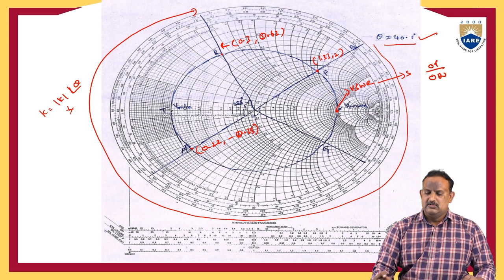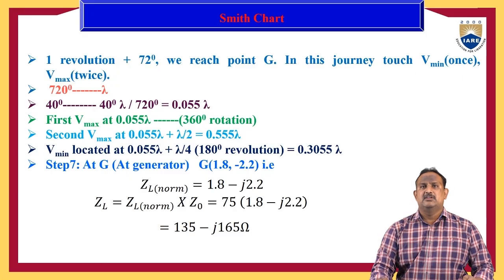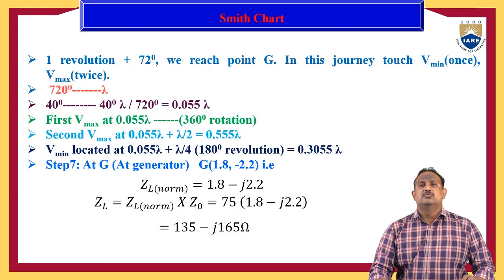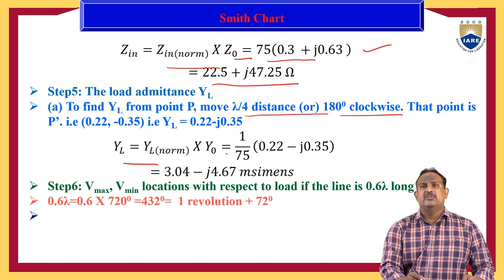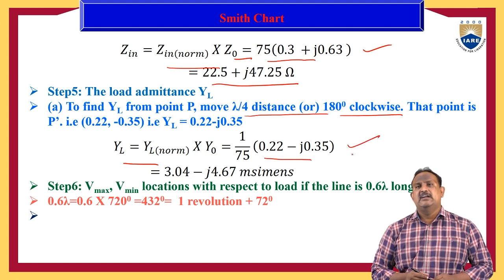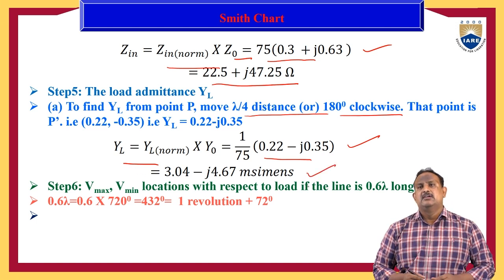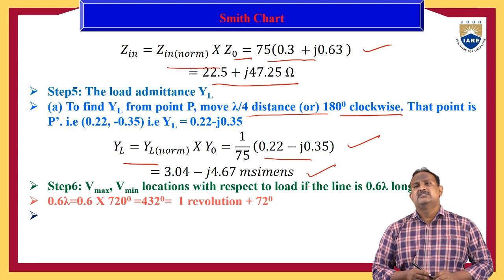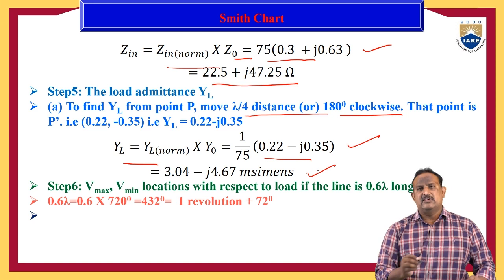So from this we can find out the normalized admittance value. The admittance value is YL equal to normalized admittance into Y0. Therefore, 1 by 75 into 0.22 minus j 0.35. Therefore, the admittance value is 3.04 minus j 4.67 millisiemens.